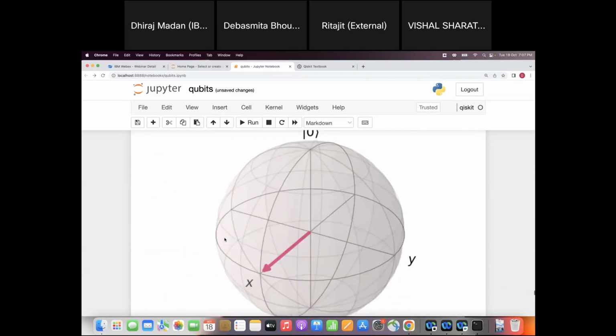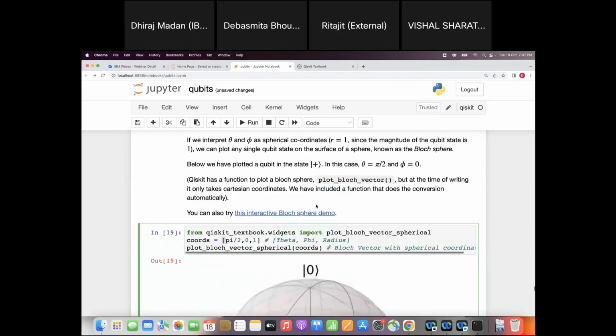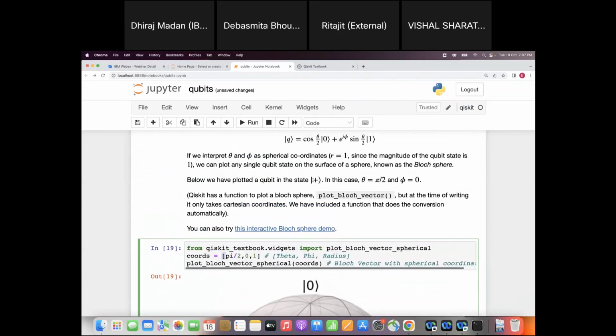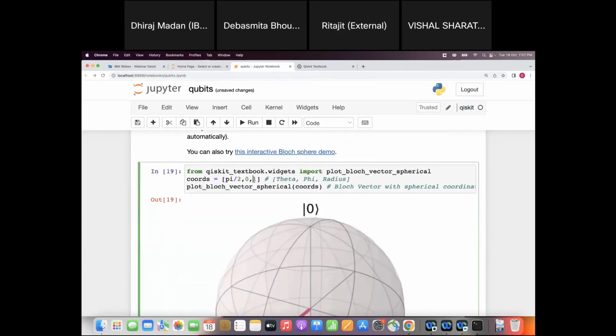Okay. So if you look at the state ket plus, ket plus is nothing but 1 by root 2 ket 0 plus 1 by root 2 ket 1. If you choose the angle phi to be 0, so there is no relative phase, and theta to be pi by 2, which means theta by 2 is pi by 4, then cos pi by 4 ket 0 plus sin pi by 4 ket 1 will give you 1 by root 2 ket 0 plus 1 by root 2 ket 1.